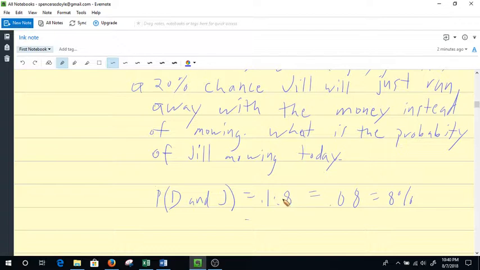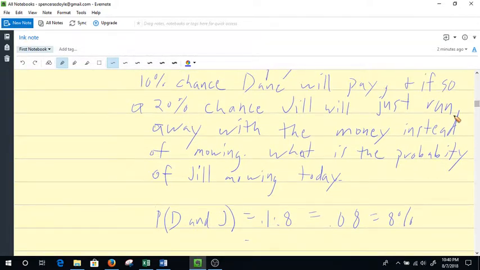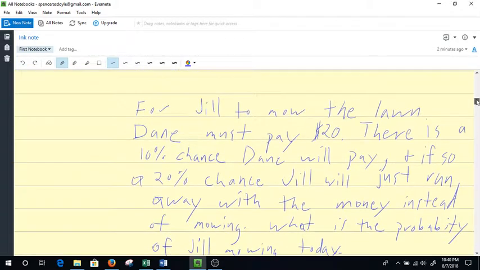So this 0.8 is the probability that Jill will mow, given that D did pay her the money. So just be careful with how these are worded. That's really the most difficult part of probabilities, is interpreting these word problems correctly and pulling the right values. And then being able to recognize a conditional versus non-conditional, right?